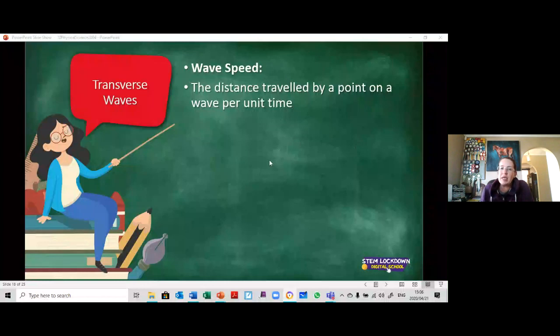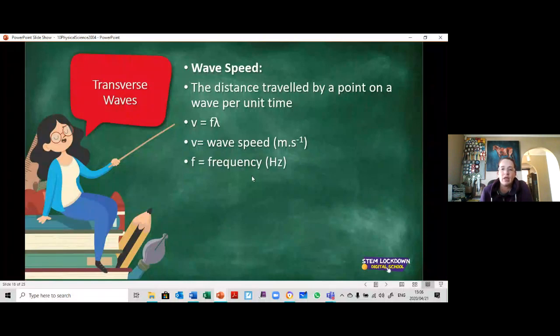So, wave speed, we can write as V equals F times lambda. Okay, that funny sign there is called a lambda. So V is the wave speed. Speeds are in meters per second. Frequency is in hertz. It is the number of waves per second. And lambda is the wavelength. Okay, and we give that in meters.